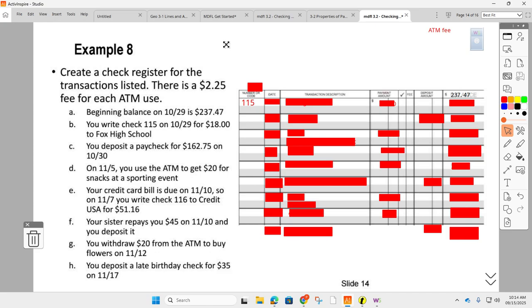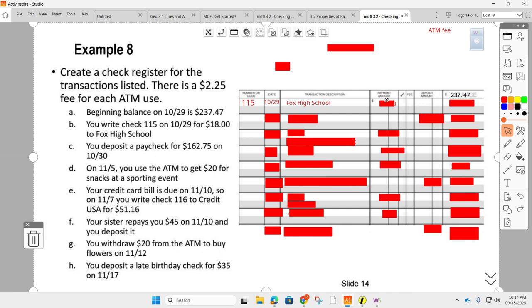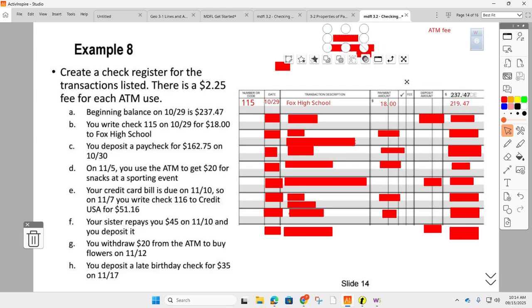Okay, so B, you write a check 115. We want to make sure we date. What day did we write that check? What did we write that check for? How much was that check? It goes in our payment column, right? And then we know we subtract that amount. We subtract $18 from our beginning balance here, $219.